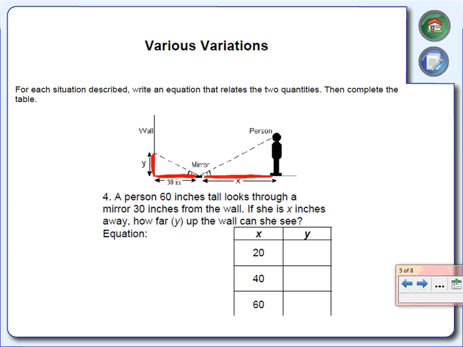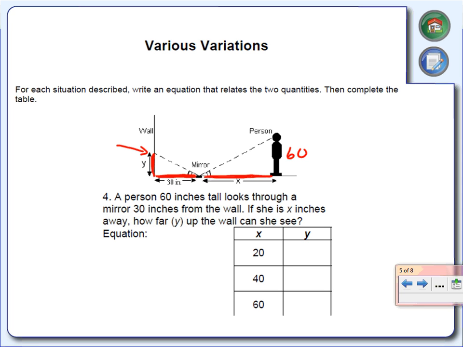This part right here. Now remember, we know how tall she is. She's 60 inches. We know this piece over here is 60 inches. So again, we want to set up an equation that would help us find the Y values, which in this case is going to be the height up the wall that we can look. So it's kind of like the one we did earlier with the tree. We're going to set up a proportion. We've got 2 triangles. We've got a small triangle, and then we've got a larger triangle.